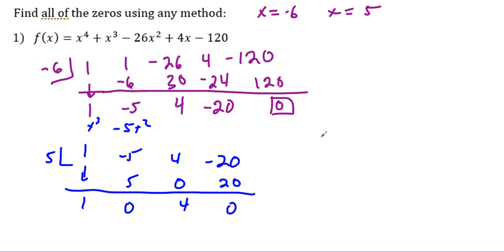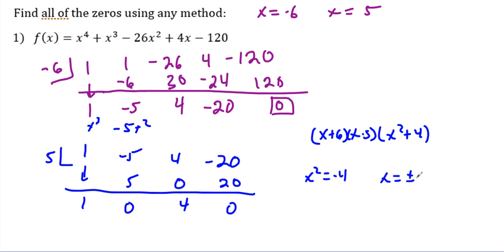So I have basically this. I have x plus 6 times x minus 5 times, this is x squared, and that's going to be a 4. X squared plus 4. All right. So this is, of course, not going to be factorable. I can use quadratic formula, but I'm going to use a square root method. X squared is equal to -4. Therefore, x is equal to plus or minus square root of -4, which is plus or minus 2i.